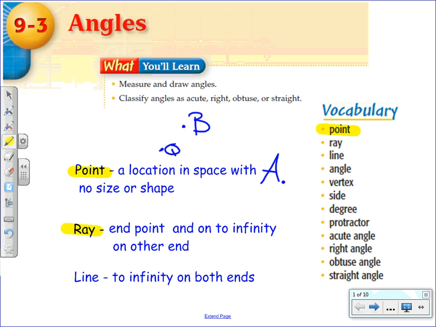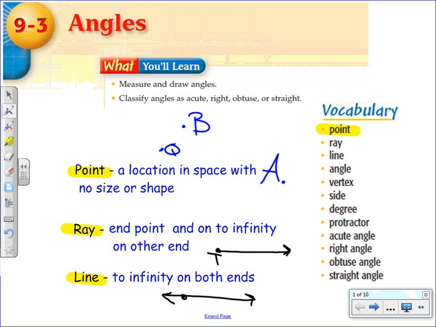A ray has an endpoint on one side and goes on to infinity on the other side. It looks something like this, like the side of an angle. It has an endpoint, we'll call that T, and it goes on to infinity on the other end. That's a ray. A line goes to infinity on both ends, like this.